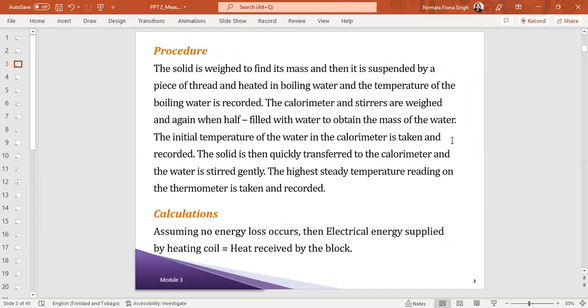So let's just go through the procedure. The solid is weighed to find its mass and then suspended by a piece of thread and heated in boiling water. The temperature of the boiling water is recorded. We measure the temperature of the boiling water. We don't assume that our water is boiling at 100 degrees Celsius. Unless we are at perfect conditions and we have pure water, we cannot assume that water boils at 100 degrees Celsius. Moving on. A calorimeter and stirrer are weighed.